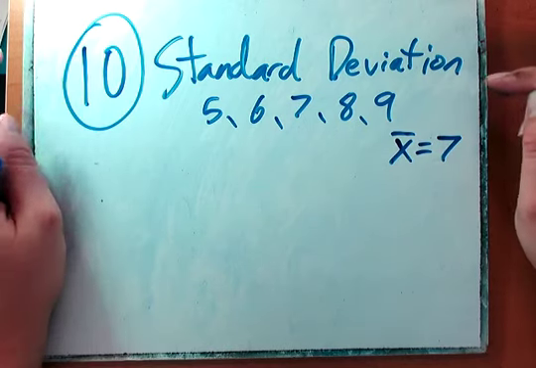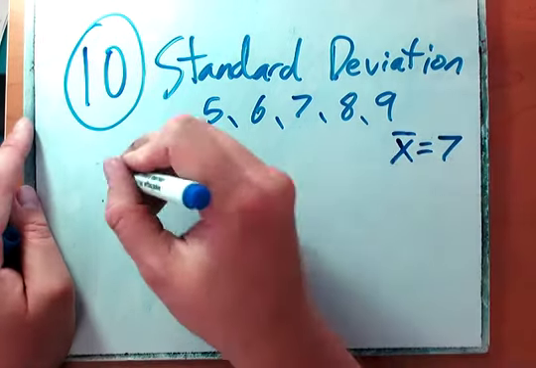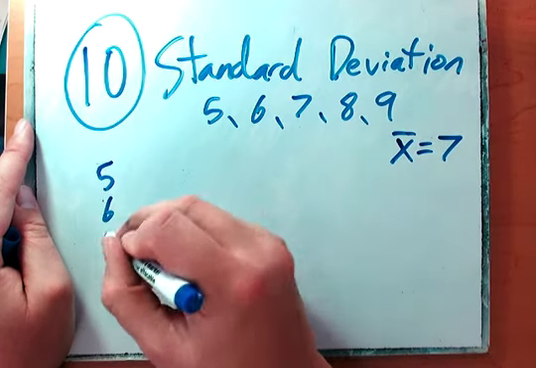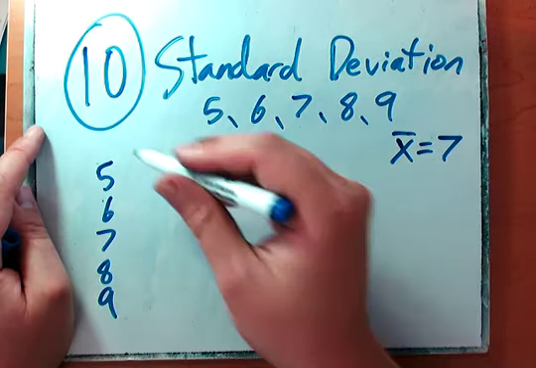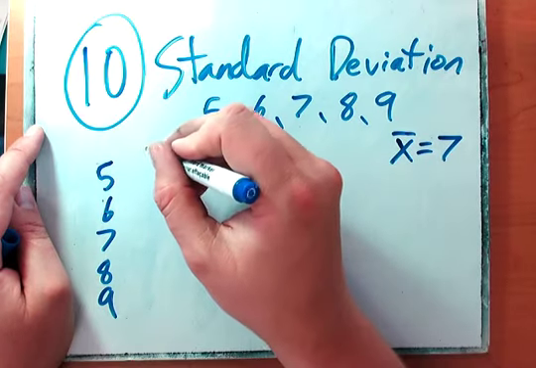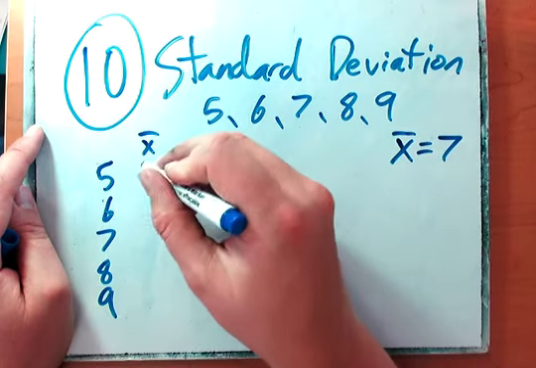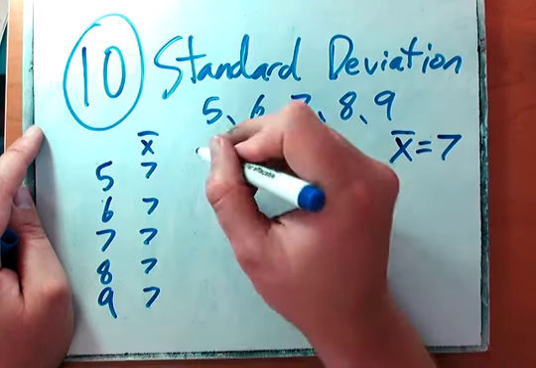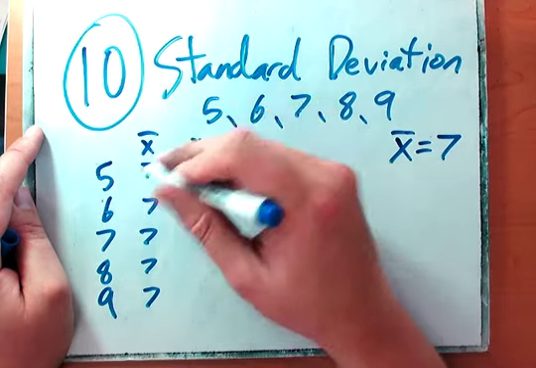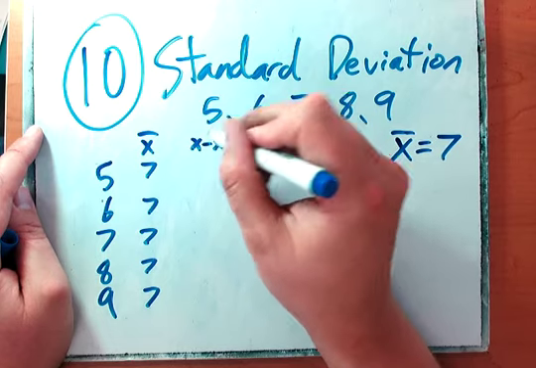So first things first, I need to write out all my data: 5, 6, 7, 8, 9. Then I need to write out x bar, which is 7, 7, 7, 7, and 7. Then I'm going to have the number minus x bar.